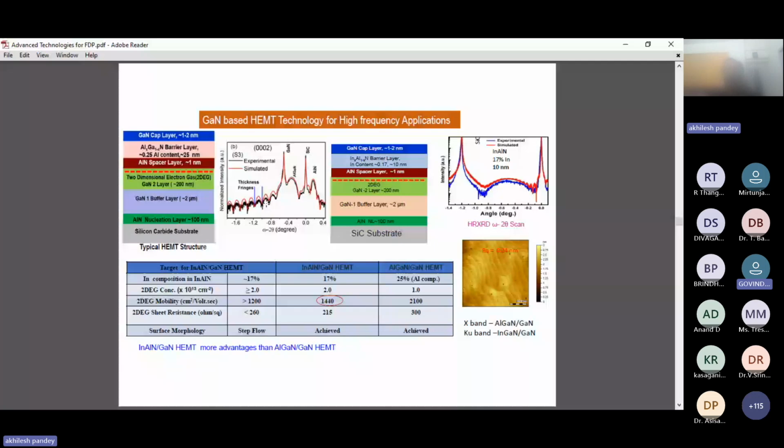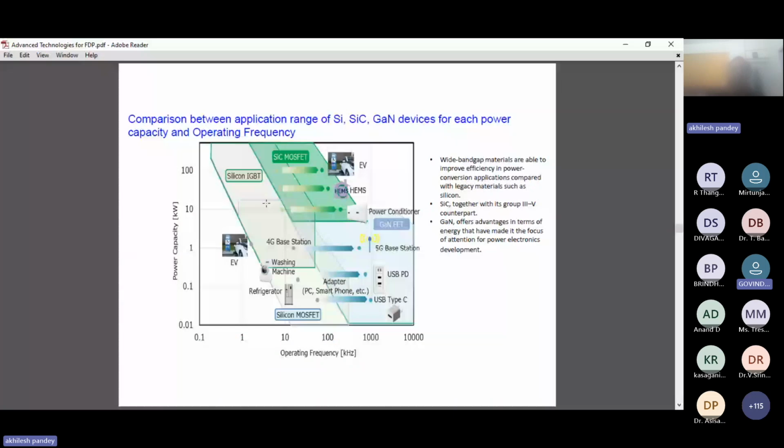length can be fabricated. Now this shows the comparison between the application range of silicon carbide and gallium nitride devices for each power capacity and operating frequency. In silicon carbide, as I told you, IGBTs can be used for electric vehicles, and for low frequency, refrigerators and washing machines. For high frequency, silicon carbide MOSFETs, or other power conditioners.